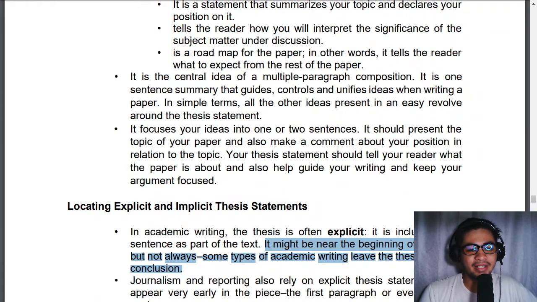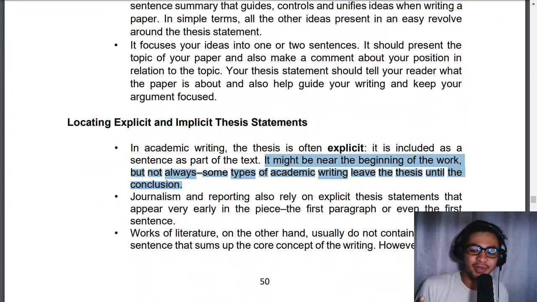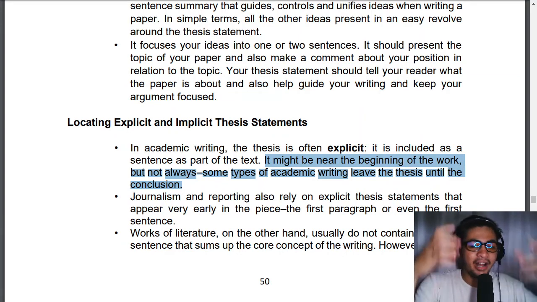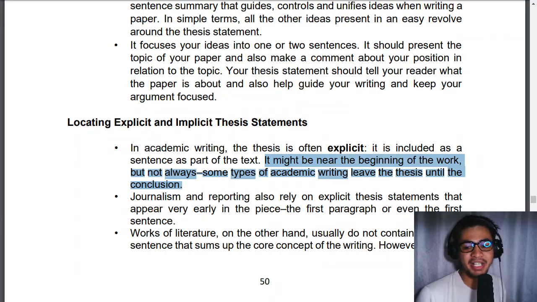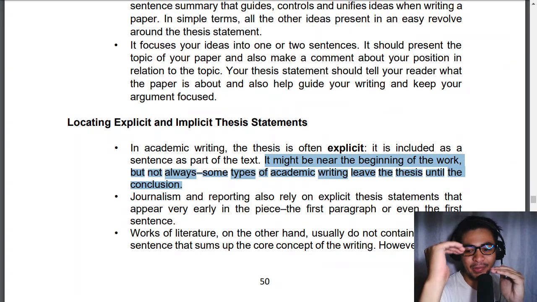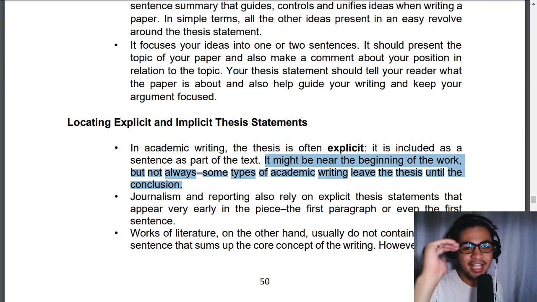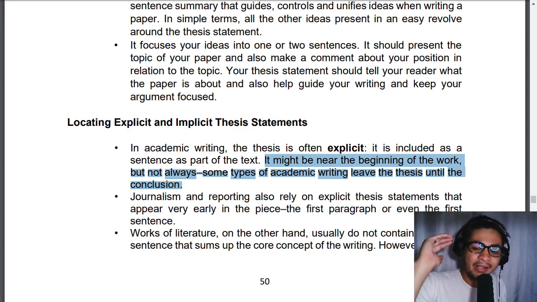It is a one sentence summary that guides, controls, and unifies. So, dili siya pwede sa conclusion because kung nasa conclusion, how will you guide your readers nga naa naman siya sa katapusan na basa? So, usually, naa siya sa in-between sa introduction o sa body. Or naa mismo sa introduction or sa body or in-between ana. Dili siya pwede nga dadto sa conclusion. It's because how are you going to guide your readers kung naa siya sa katapusan nakita?